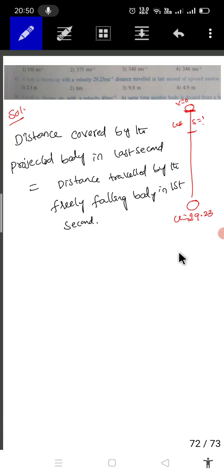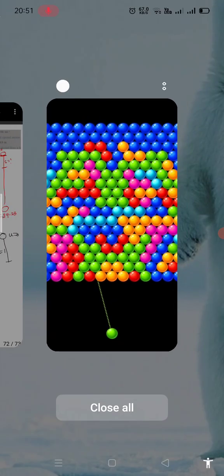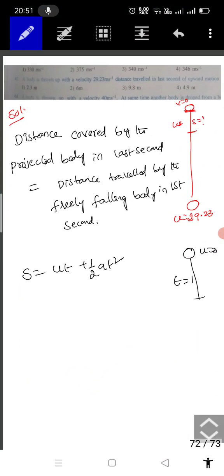That means in case of a freely falling body in the first second, u is equal to 0, so t is equal to 1 second. Now we need to find the distance here. Distance is equal to ut plus half at square. In case of a freely falling body, initial velocity is 0, into 1, plus 1 by 2, g. We are going to consider g as either 9.8 or 10.